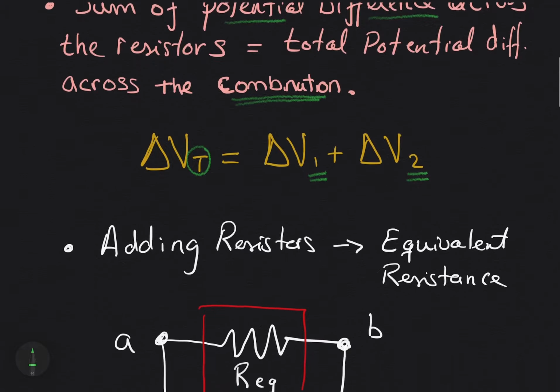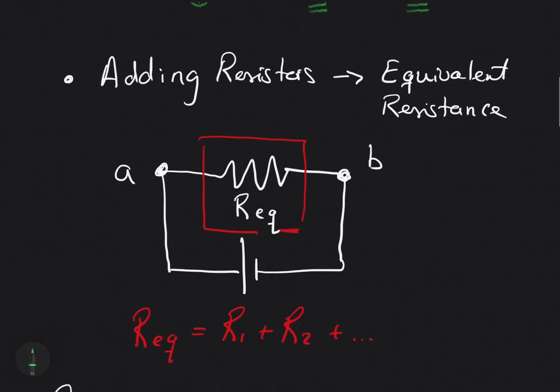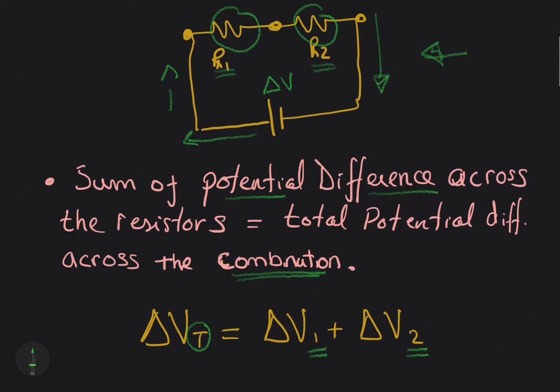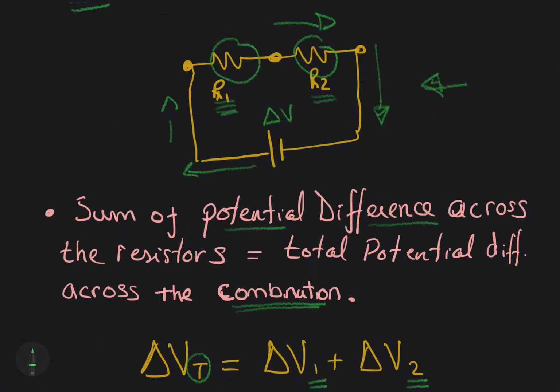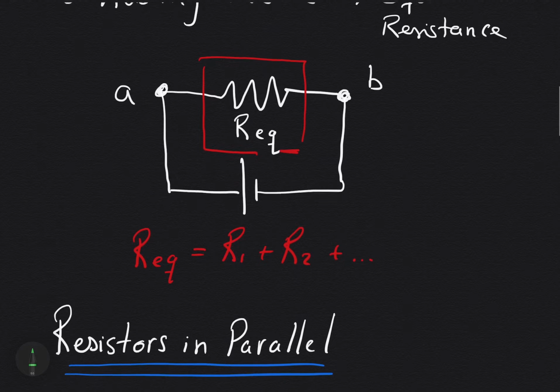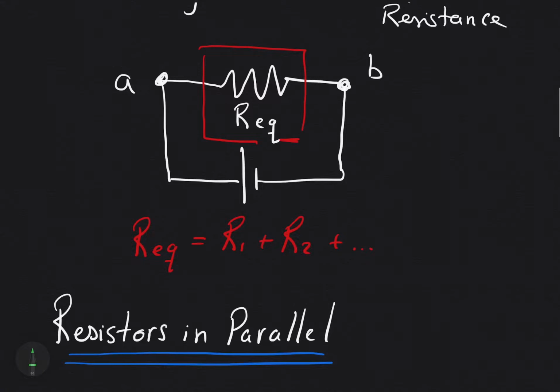Alright, now if I want to add these resistors, then to get the equivalent resistance of these two resistors here, I'm going to add R1 and R2. Then I can combine them to make one equivalent resistance, and I'll call it R equivalent here. And to add the equivalent resistors in series, we can just simply add these resistors, and you're going to have R1 plus R2 plus ..., meaning that if you have more resistors, you just keep adding them.